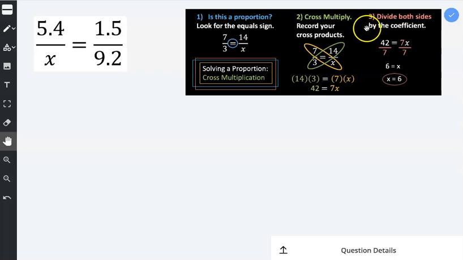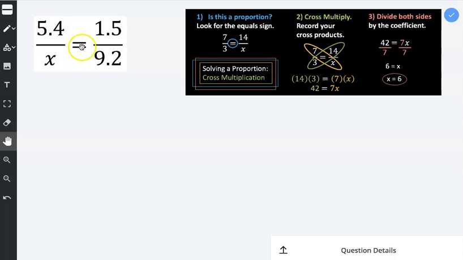So these are the steps for solving a proportion using cross multiplication. Number 1 asks us, is this a proportion? The reason why I gave you step 1 is because I want you to start recognizing when it is appropriate to use the cross multiplication method. So you need to use this for a proportion.